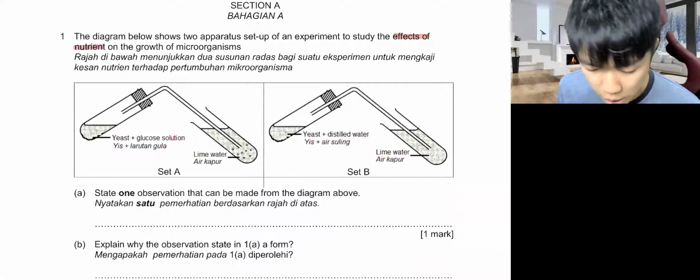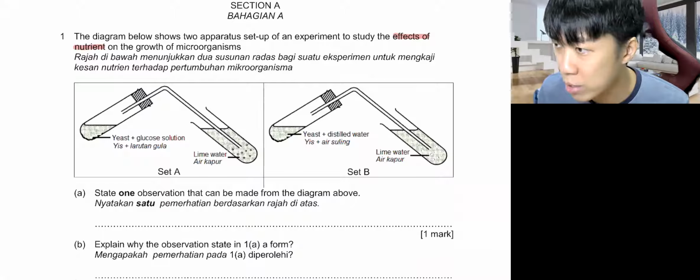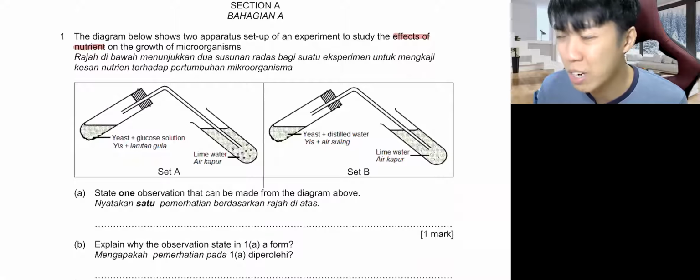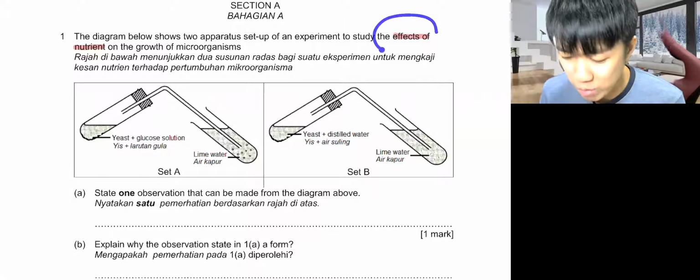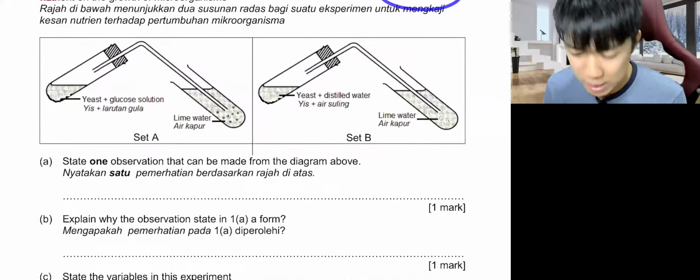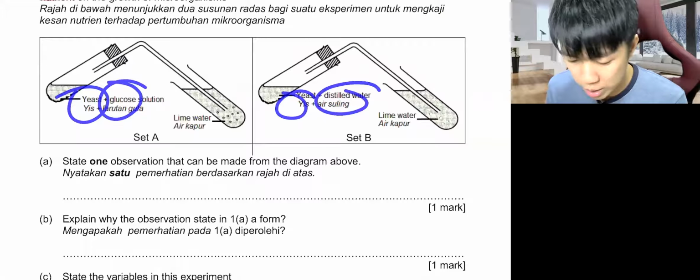So, effect of nutrient. Okay, so we're studying the nutrients' effect. No food, of course cannot. All living things work the same, like animals, humans, plants, we work the same. So we need food to survive. Okay, so the experiment has yeast, glucose, distilled water, and lime water.